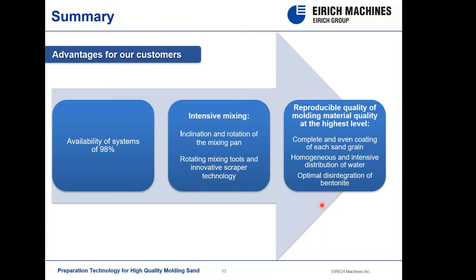Also, we have this reproducible quality of molding material at the highest level. As I told you, we are completing an even coating of each sand grain with the additives and the water. We have a more homogeneous and intensive distribution of the water, and we have an optimal disintegration of bentonite with the sand, which helps us have more adhesion between the sand grains, and therefore better properties of the sand inside our molding machines, especially if we use the sand in a blow shot molding machine.